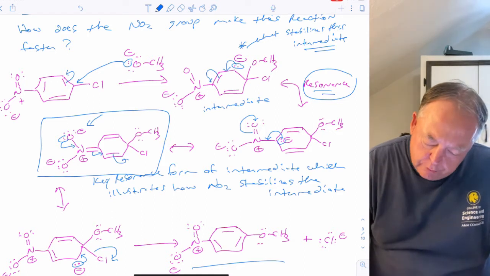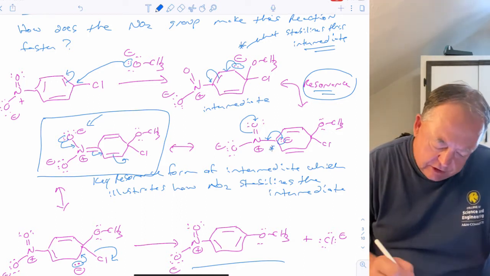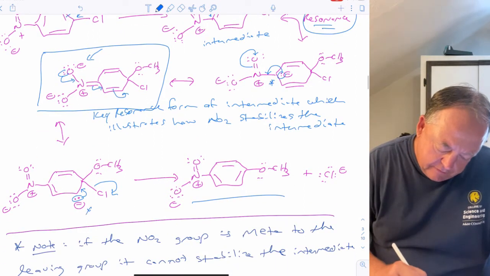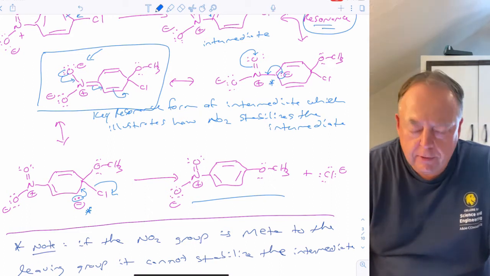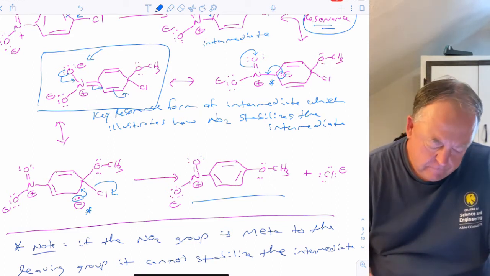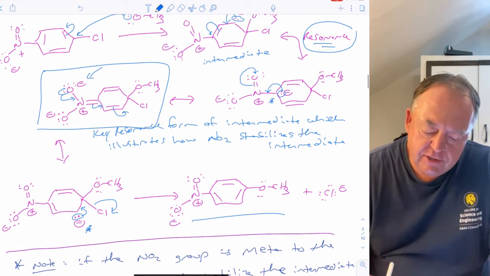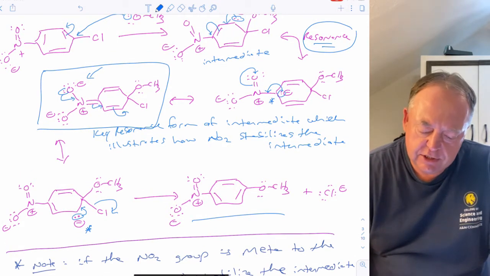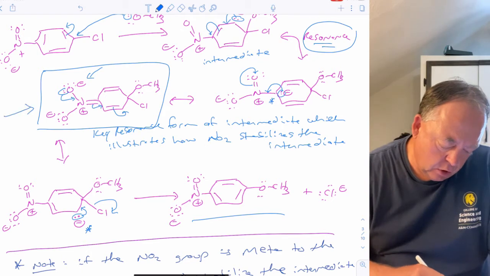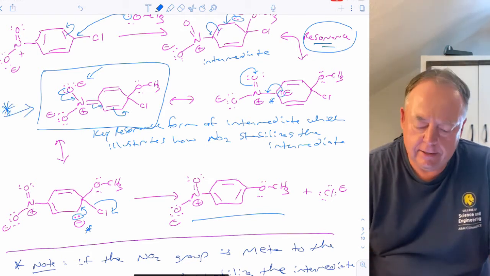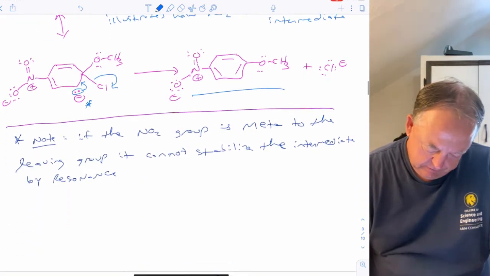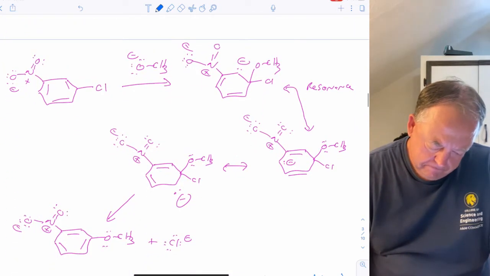So it's there at the ortho position, or it's there at the para position, but it's never at the meta position. So if the nitro group was at the meta position, then you would not be able to draw a resonance form like this, where the nitro group can delocalize that negative charge.